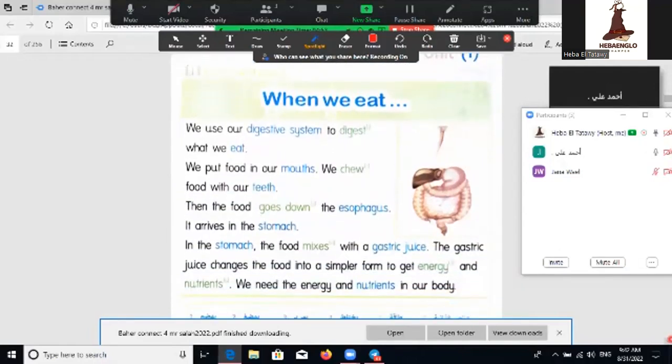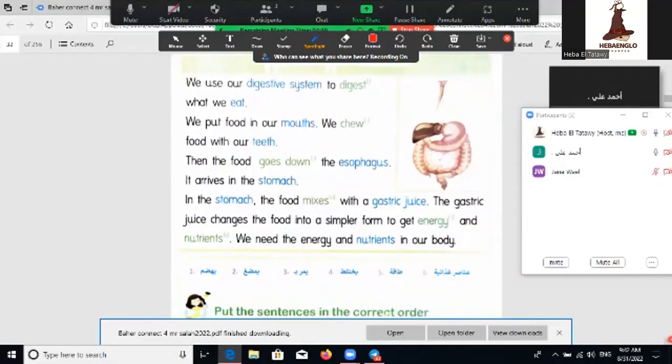Okay. What happens to the food, or how do we eat? We chew the food with our teeth. Chew means we cut it into pieces. Then the food goes down the esophagus. It arrives at the stomach. And what is there in the stomach? The gastric juice, Jana. And what is the gastric juice's job, Jana?